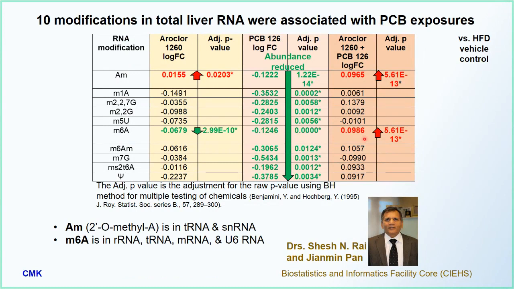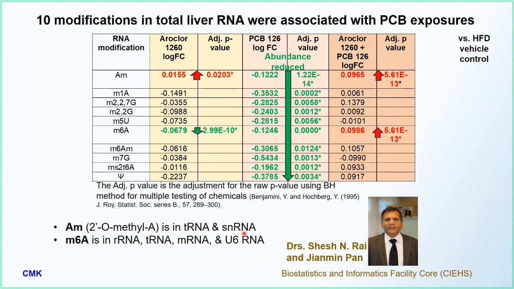So we detected two modifications that are expressed in the liver in response to PCB exposure that are common between all exposures, but the direction of their abundance is different. In other words, they're all down in PCB-126, and yet AM is up in Aroclor 1260 and up in the co-exposed, whereas M6A is down in the Aroclor 1260 and then up again in the 1260 plus PCB-126 co-exposure group. So this is different from either alone. So there's complex interactions going on here.